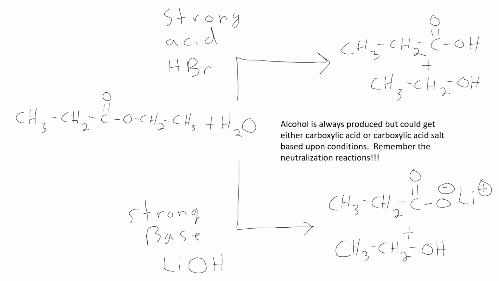Next thing we want to do is the exact opposite of what we just did. What we just did is we formed an ester. Now we want to talk about breaking down an ester. So on the left, what you see is I've written out an ester. And we're going to break this down two different ways. Across the top, we'll do it with a strong acid. And across the bottom, we're going to do this with a strong base.